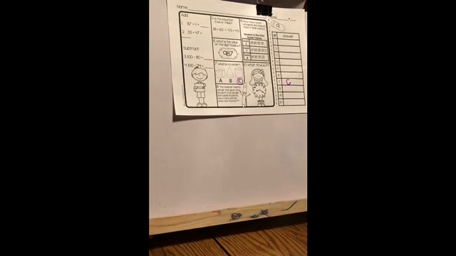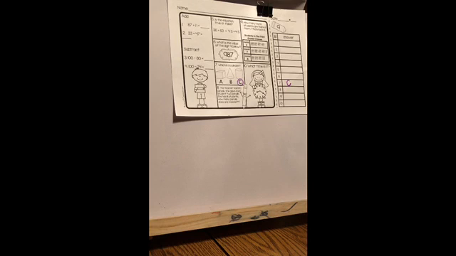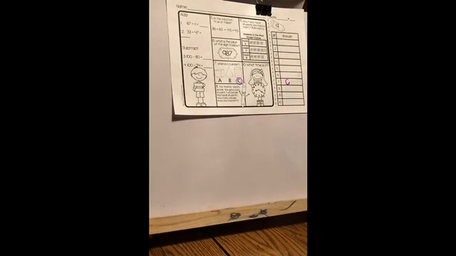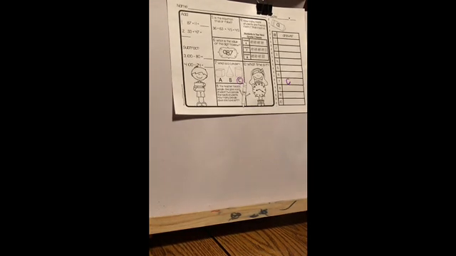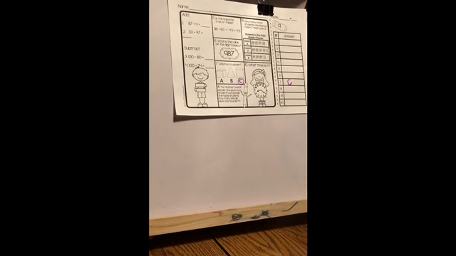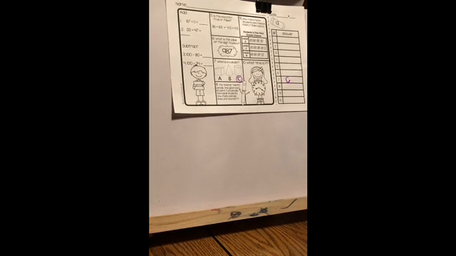Now let's look at number 8. Number 8 says the teacher had 100 pencils. She gave each student 2 pencils. She has 18 students. How many pencils does she have left?